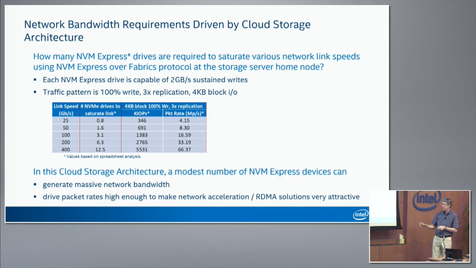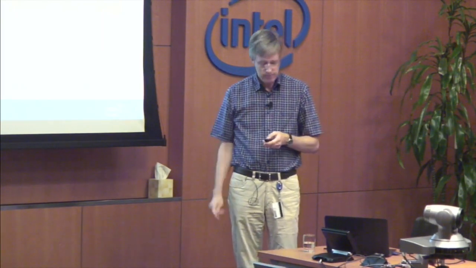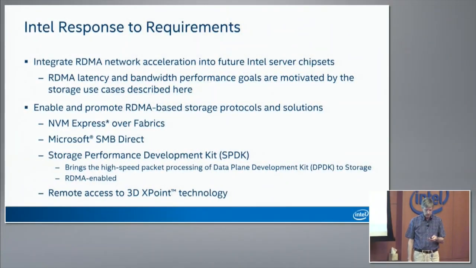So I think this is obvious, right? What are the conclusions? This kind of system will generate massive network bandwidth and drive packet rates high enough to make network acceleration and RDMA type solutions very attractive. Does that make sense? Does that data look real to you guys? Okay, good.